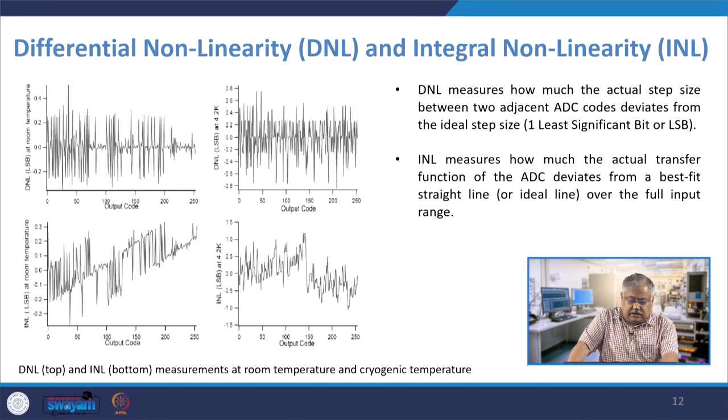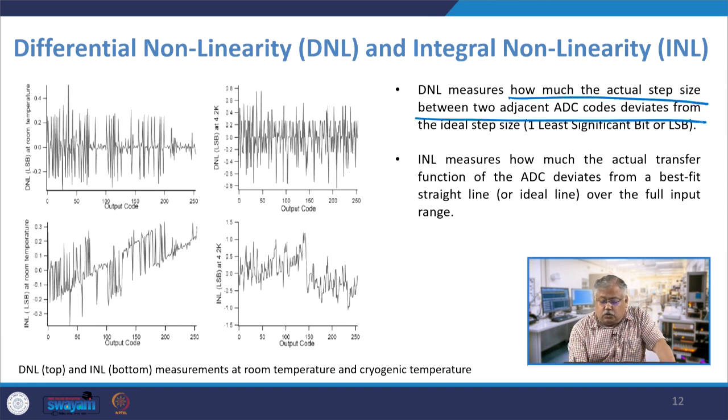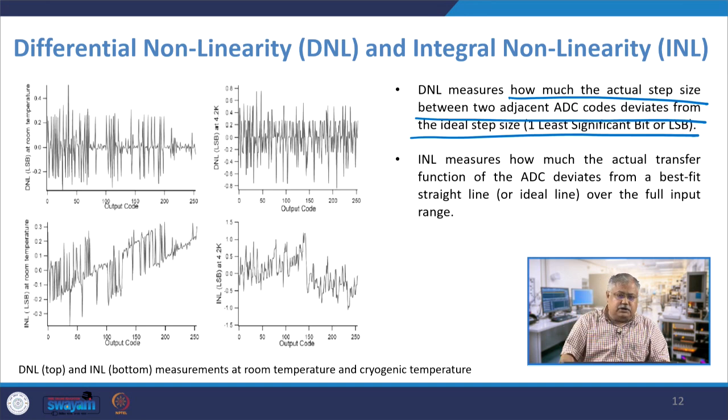One important point is differential nonlinearity and integral nonlinearity. Differential nonlinearity is a measure of by how much the actual step size between two adjacent ADC codes deviates from the ideal step size. If you remember, as you move from 000 to 001, the LSB moves from 0 to 1, and the step size should always remain the same. That is known as digital differential nonlinearity, DNL.